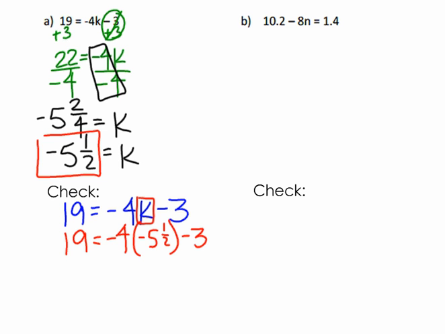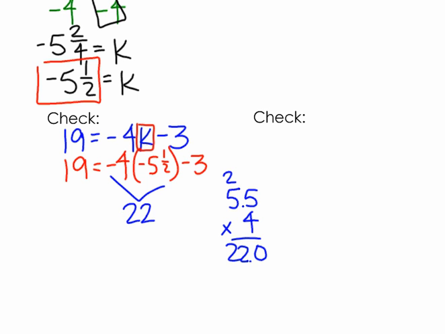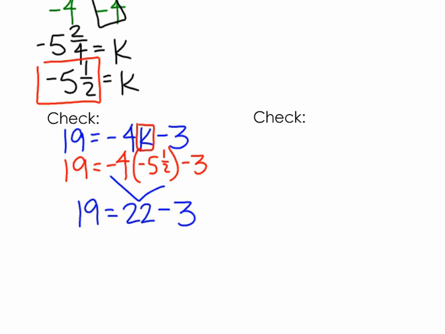And sometimes it's easier to write it as a decimal, especially if you're multiplying. So we're going to multiply negative 5.5 by 4 to get 22. A negative multiplied by a negative is a positive. So we have 22, and then we're going to bring down everything else. Okay, next we will subtract: 22 minus 3 is 19. So we get 19 equals 19, and that proves that our answer was correct.